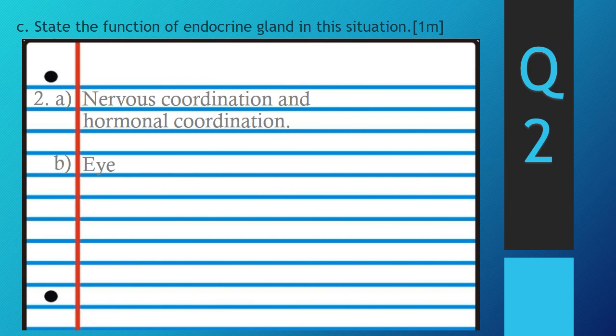C question, state the function of endocrine gland in this situation. First, write C. Then please think, what is the endocrine gland that is involved in this panic situation? Yes, it is the adrenal gland. The adrenal gland's function is to secrete adrenaline hormone. So just write secretes or produces adrenaline.